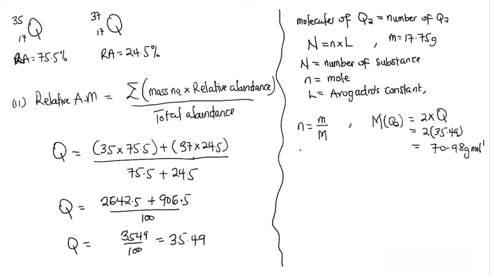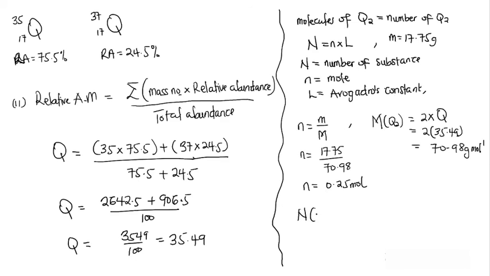molar mass. So from here our mole is equal to our mass, 17.75, divided by our molar mass, 70.98. So our mole is equal to 17.75 divided by 70.98, which will give us 0.25 mole. Now that we have the mole, and we know Avogadro's constant because it is given in the question, we can proceed to find the number of molecules of Q2.